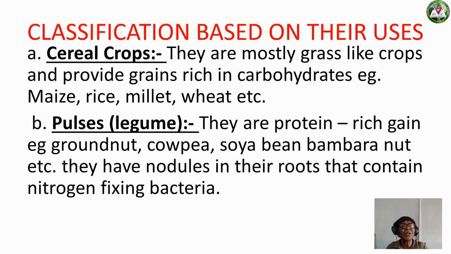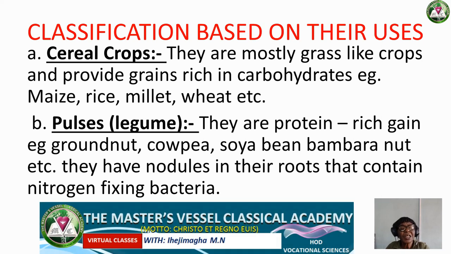Then we have another way of classifying crops. This classification is based on their uses. Which part of the plant do we make use of? There are some plants where we make use of their different parts. So this classification is based on the part of the crop and what the crop produces. We have a group we call the cereal crops.